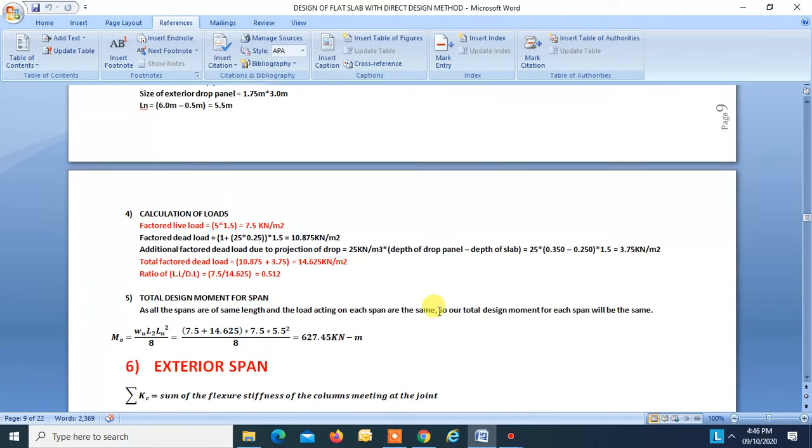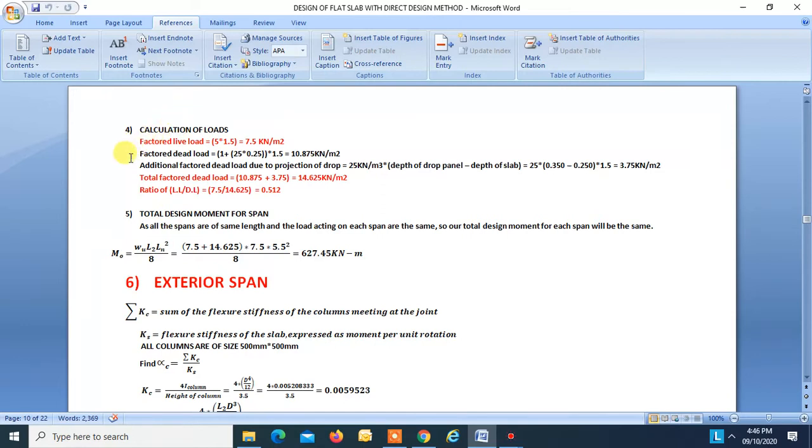Now, calculation of loads. Factored live load, that is 5 into 1.5 is equal to 7.5. Factored dead load, 1 is the finish load, 0.25 is the slab depth, and 1.5 is the factor, so we get 10.87. Additional factored dead load due to projection of drop, so 25 into projection of drop, that is depth of drop panel minus depth of slab, that is 0.35 minus 0.25 into 1.5, that is equal to 3.75 kilonewton per meter square. So total factored load is 14.625, right?